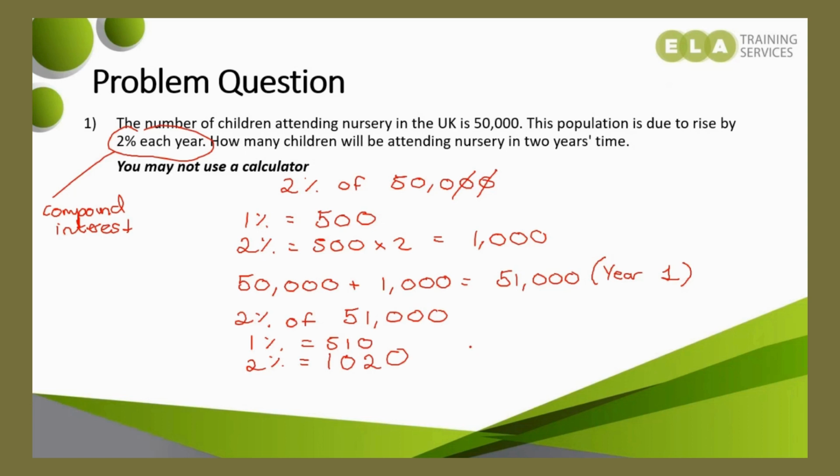And then we're going to add that to our amount. So then we're going to do 51,000, add 1,020, which then leaves us with 52,020 children in year 2. And that is how we do simple and compound interest.